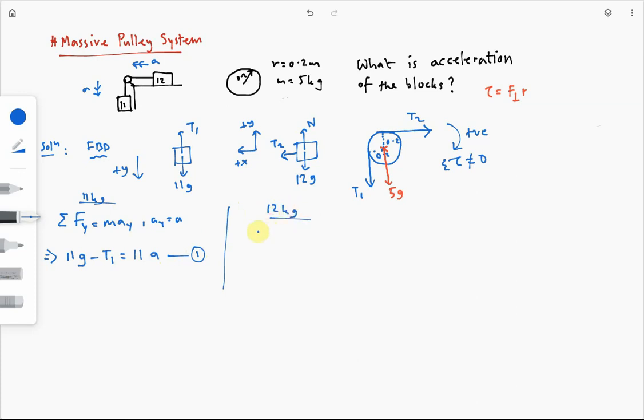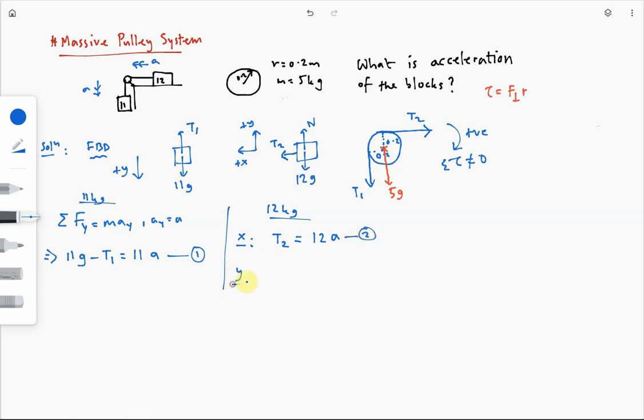Now for the 12 kilogram box, we have two directions, x and y. In the x direction, the only force is T2 in the positive x direction, and that is equal to the mass 12 times the acceleration in the x direction, which is a. Right? Let's call this equation 2.